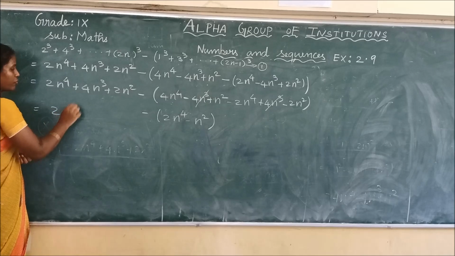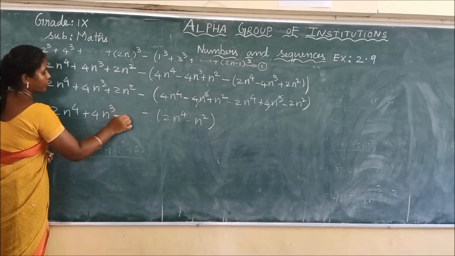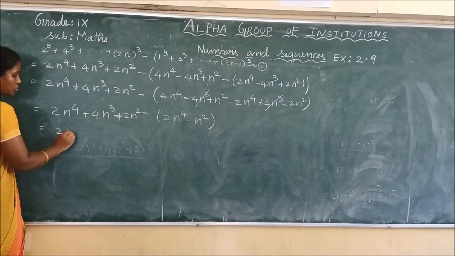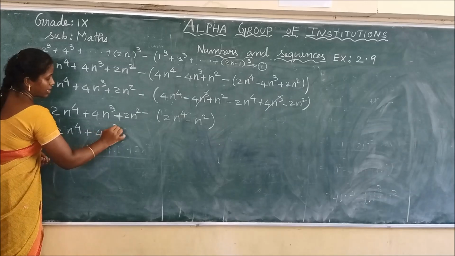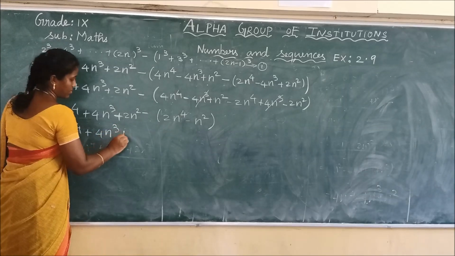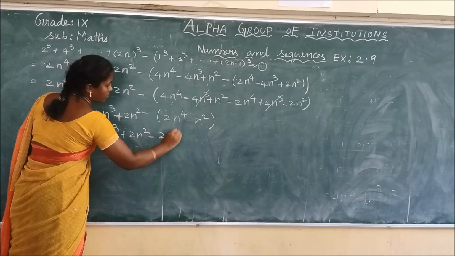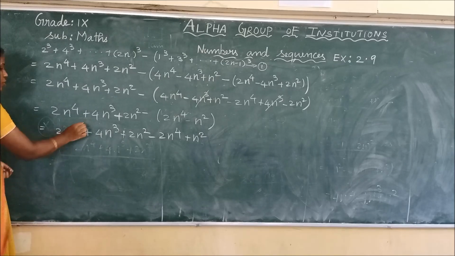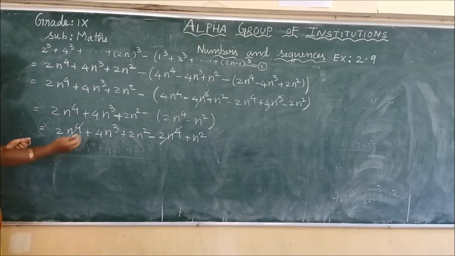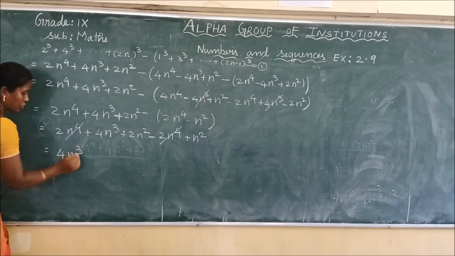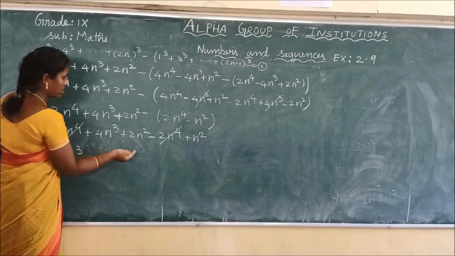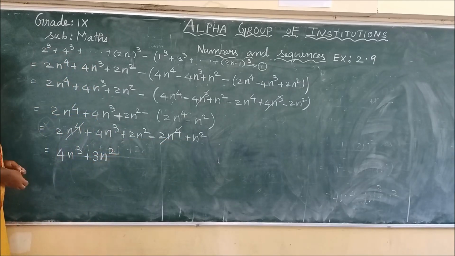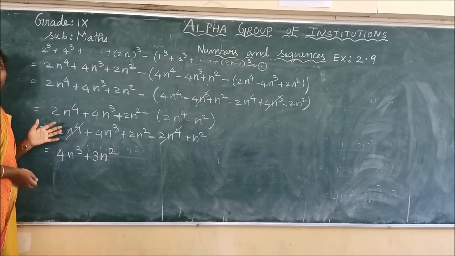What is the first? 2n power 4 plus 4n cube plus 2n square minus of, remove the bracket and take the minus inside. So 2n power 4 plus 4n cube plus 2n square minus 2n power 4 plus n square. What is common here? Plus 2n power 4 and minus 2n power 4 will get cancelled. The remaining is 4n cube, according to the power, and 2n square plus 1n square, that is plus 3n square. Okay, we saw the second question here.